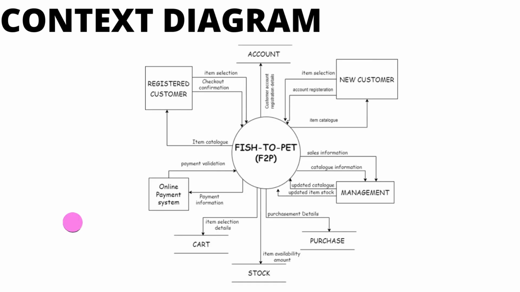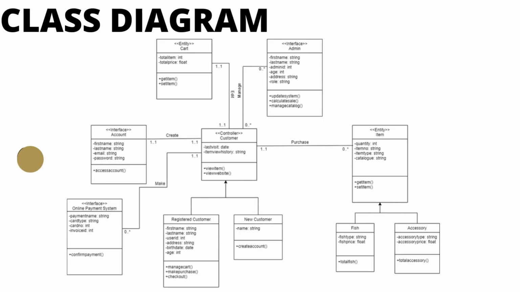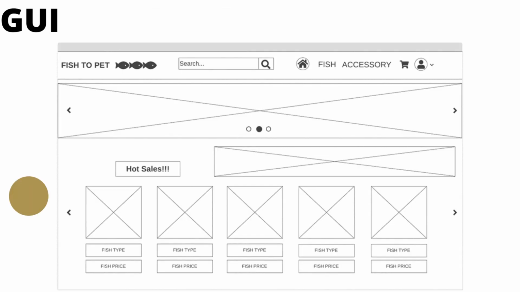This will be the context diagram for Fish to Pet system, and this will be the class diagram for Fish to Pet system. Next, we will go to the GUI for Fish to Pet system.